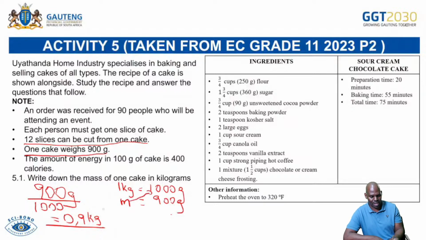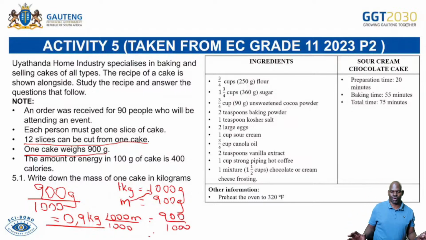If I cross multiply, I get 1000m equals 1 times 900, I get 900. Then I divide by 1000, and I will still get 0.9. Whatever method, okay? I know that most of you will prefer the cross multiplication, but if you are able to do it by inspection, and you know that you need to divide, you can just divide right away. But the answer for 5.1 is 0.9 kilograms.